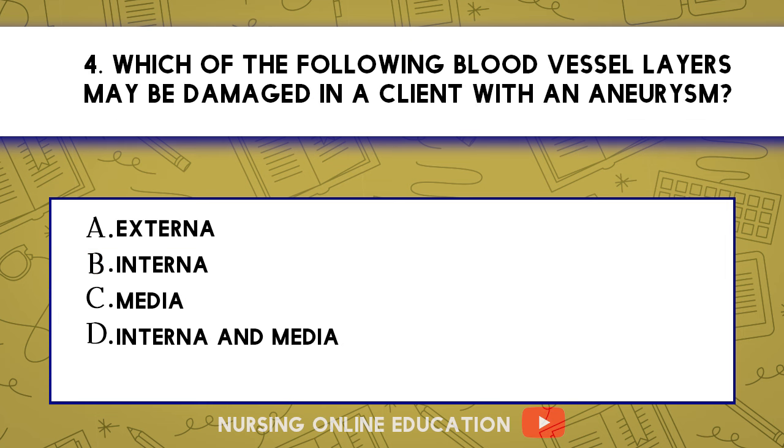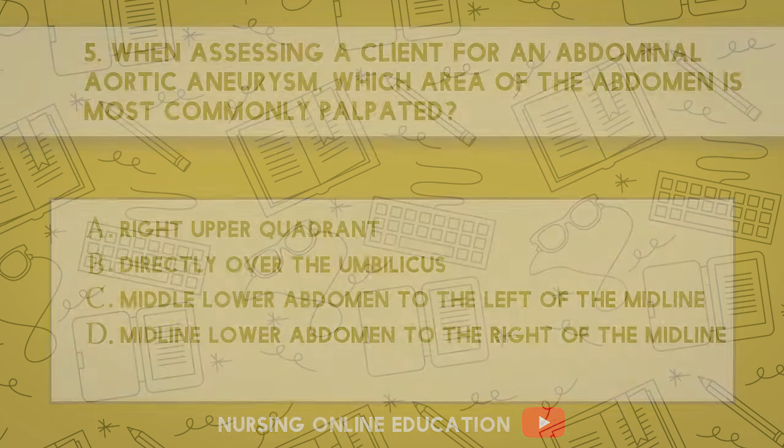4. Which of the following blood vessel layers may be damaged in a client with an aneurysm? A. Externa. B. Interna. C. Media. D. Interna and media. The answer is media.